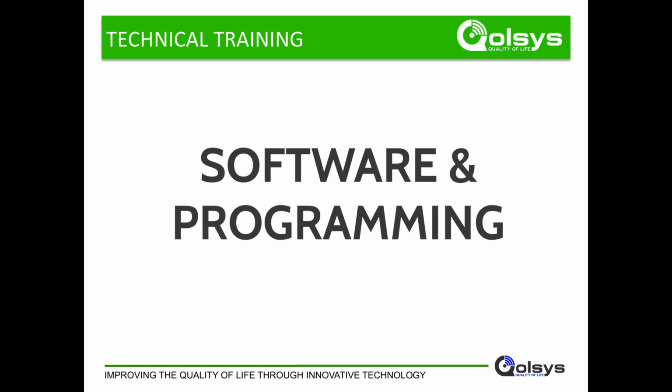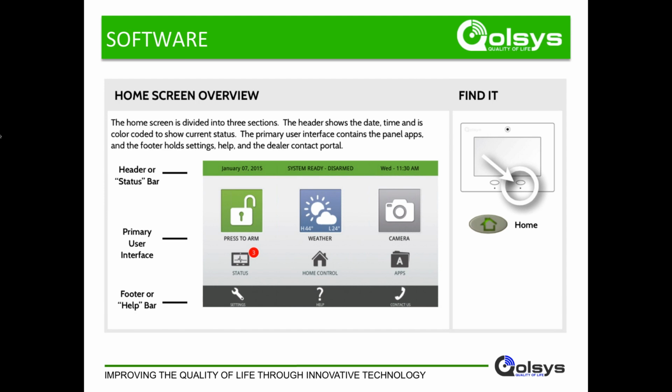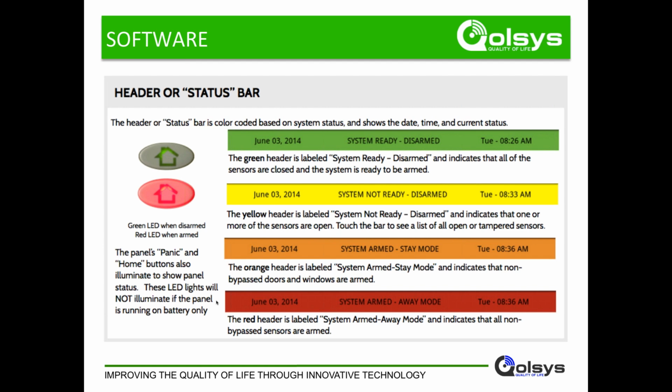Okay, so diving into the software and the programming on the panel, there is a couple different things. When you look at the main user interface or at the home screen, you're going to see a green header bar up here at the top. You will see the primary user interface in the middle, and then you're going to have a footer bar at the bottom, and those all have specific functions. So the header bar is a really great way to know the status of the system at a glance and what's going on.